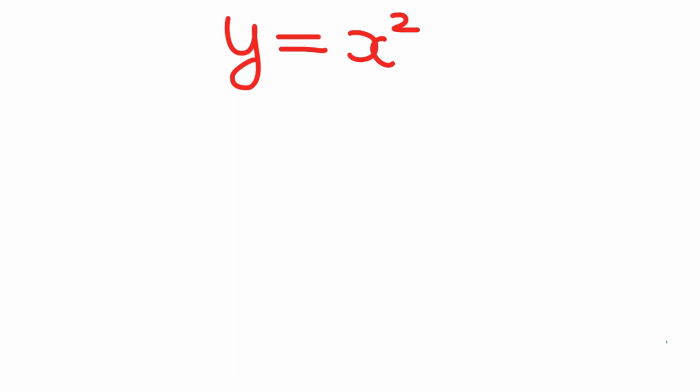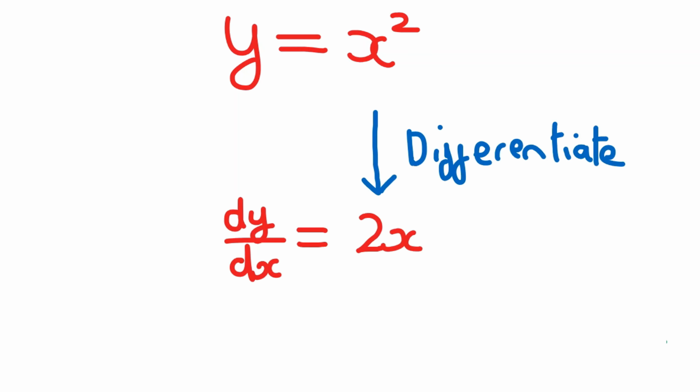A lot of people struggle with the concept of implicit differentiation, so I'm going to go through it slowly. So let's say we have y is equal to x to the power of 2, and if we differentiate this, we have dy over dx is equal to 2x, and hopefully that's very clear. Now, when we say that we differentiate this, what we've actually done is we've differentiated both sides.